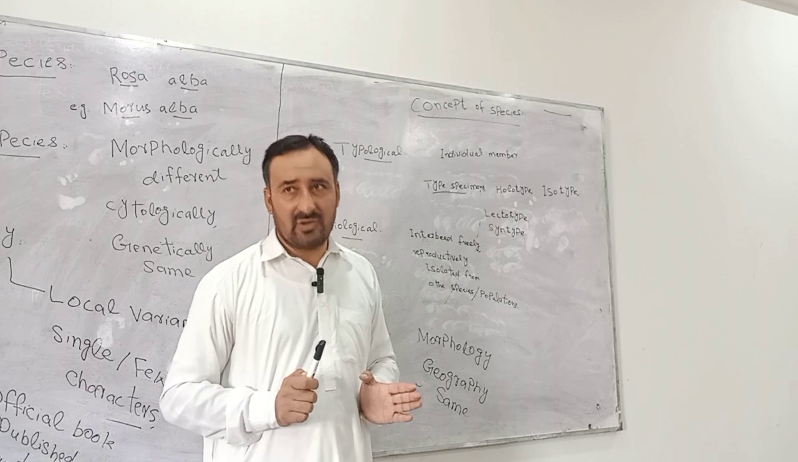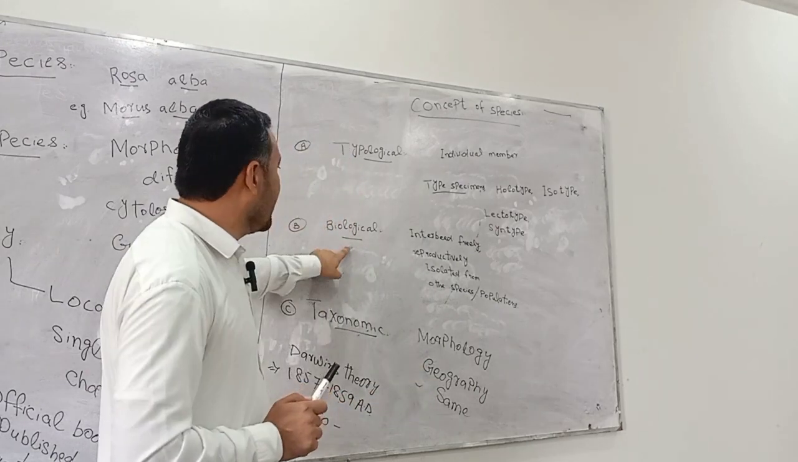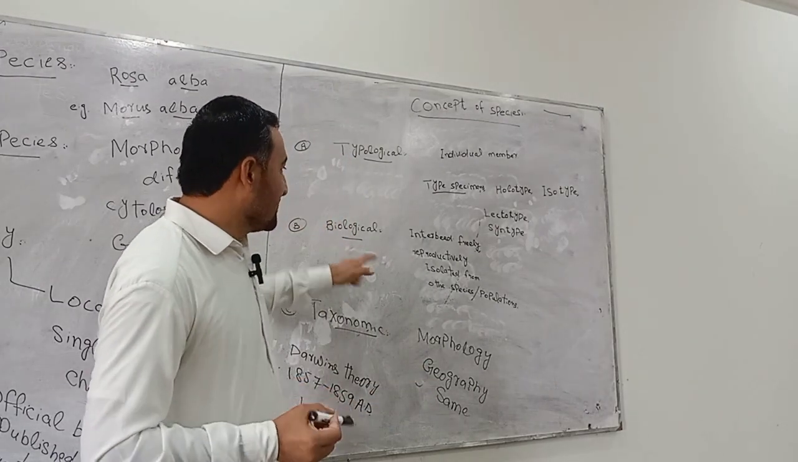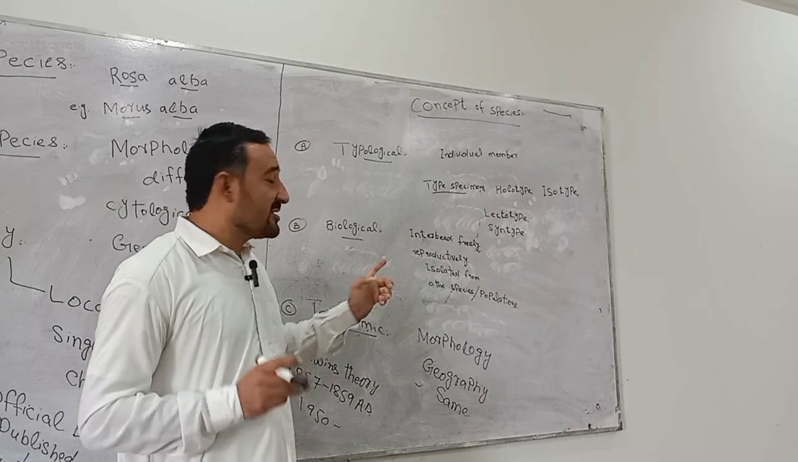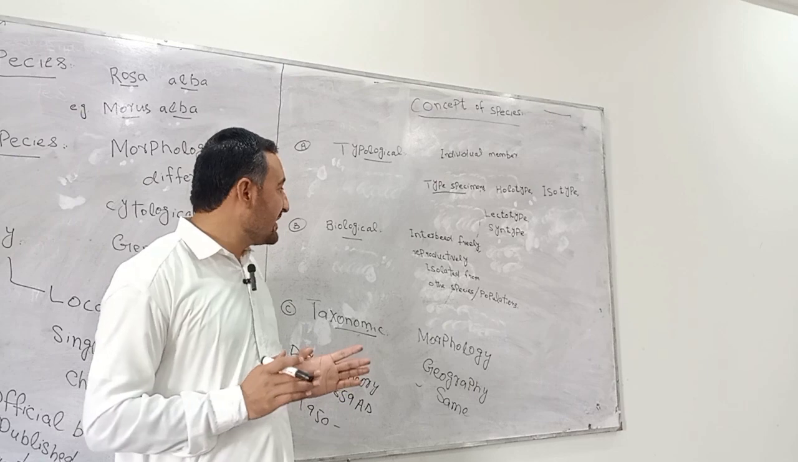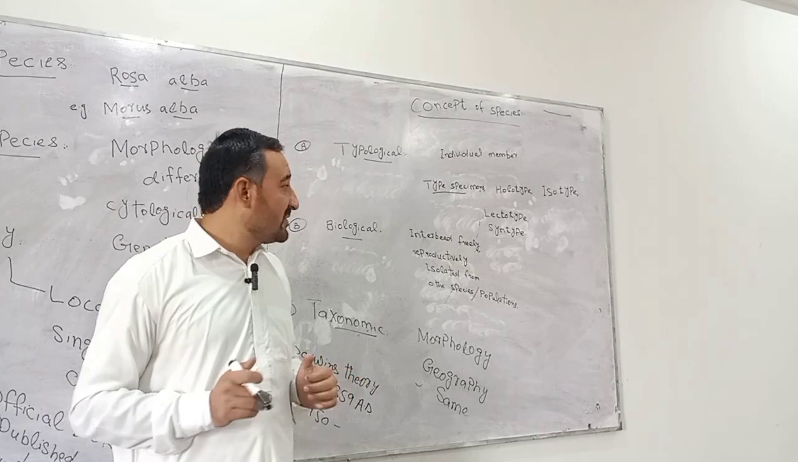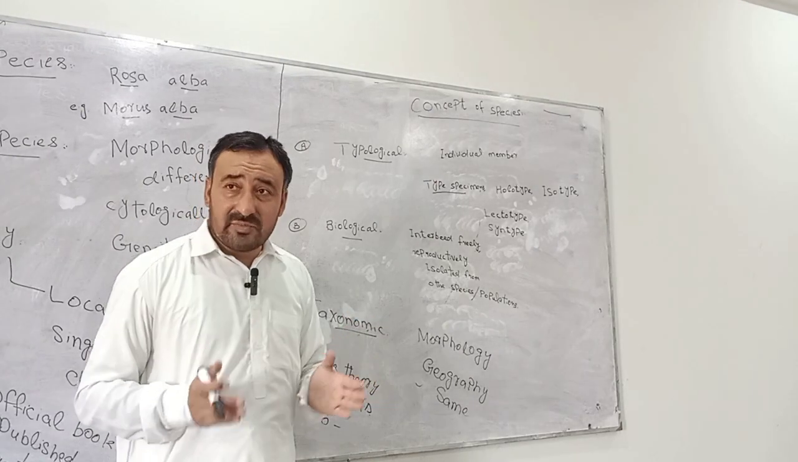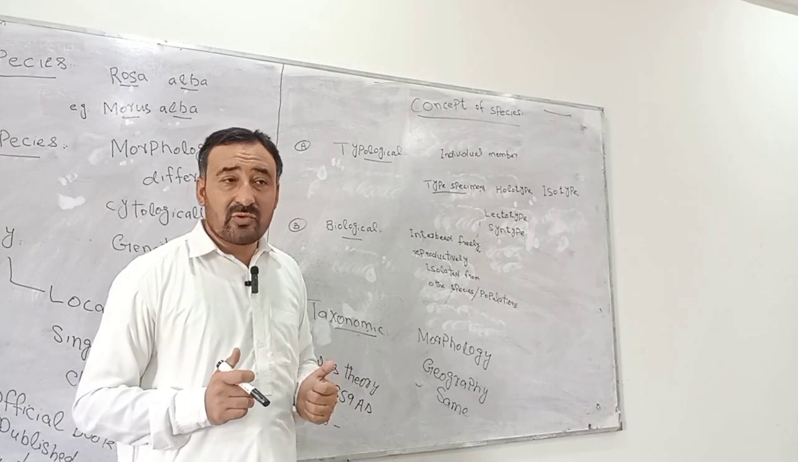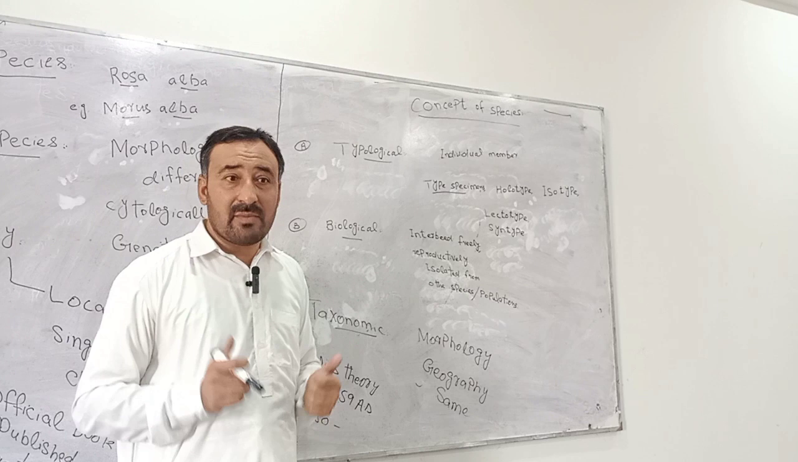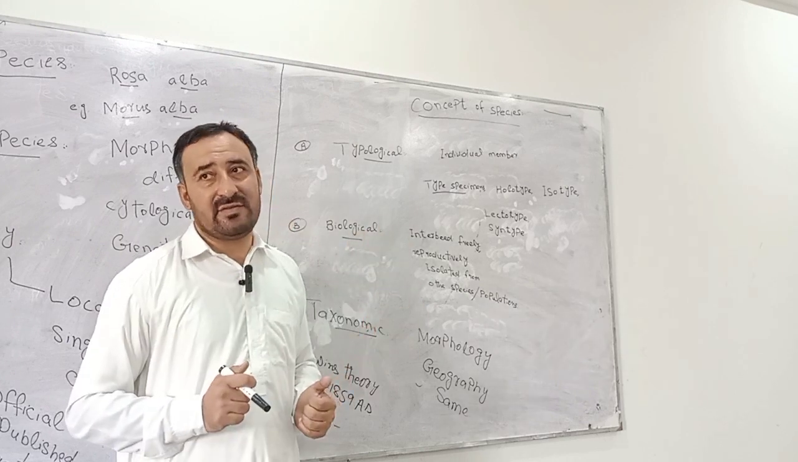a species. Okay, number two is the biological species concept. This is a concept in which the species of the same area, same locality and same country can interbreed freely with each other, but they are reproductively isolated from other species and other populations.